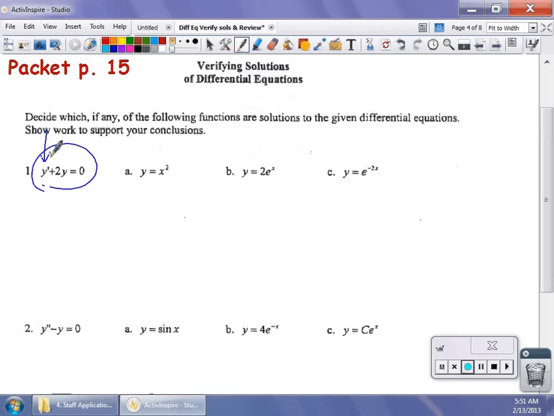We want to know, is this a solution? Is this the original equation? Is this? Is this? There could be more than one answer depending on how the equations are written, and we'll take a look at that also.